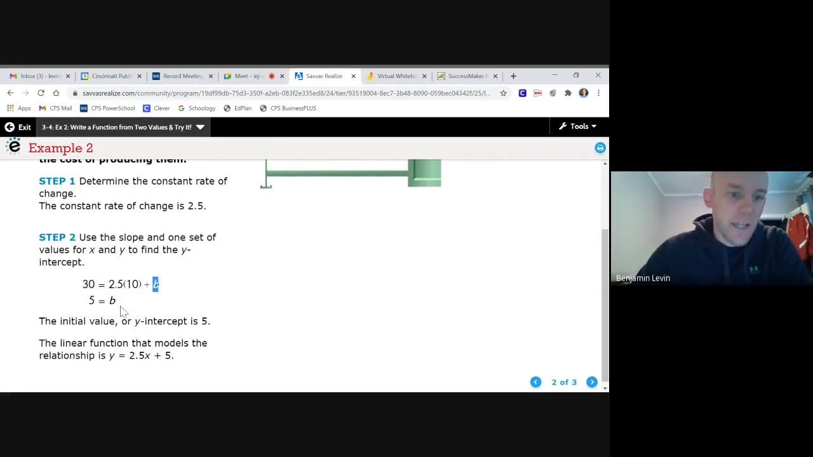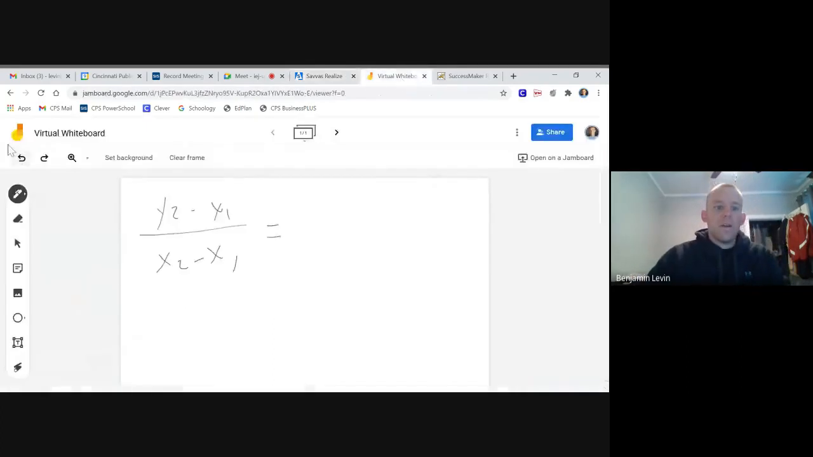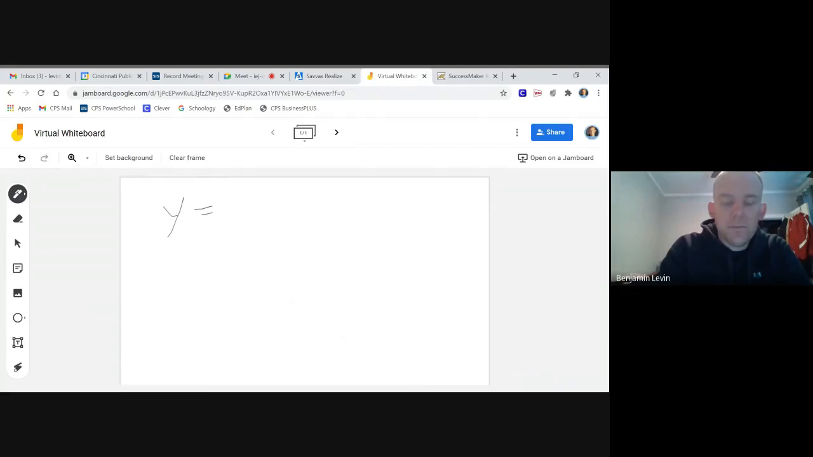So here's how they figured this out. Let me go to the Jamboard. They had y equals 2.5x plus b, and we don't know what b is though. We have too many variables that are unknown. So what we did was we know that in one set of data, y is 30 and x is 10. So we just plug that in.